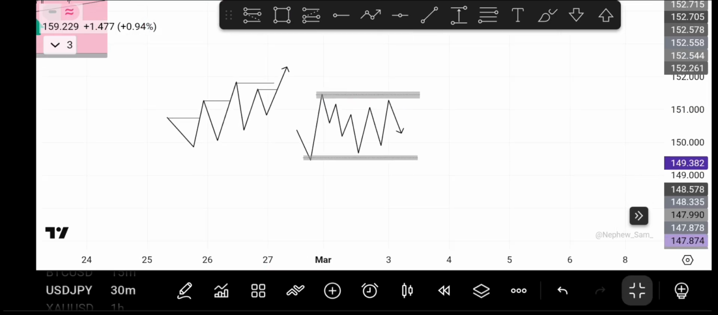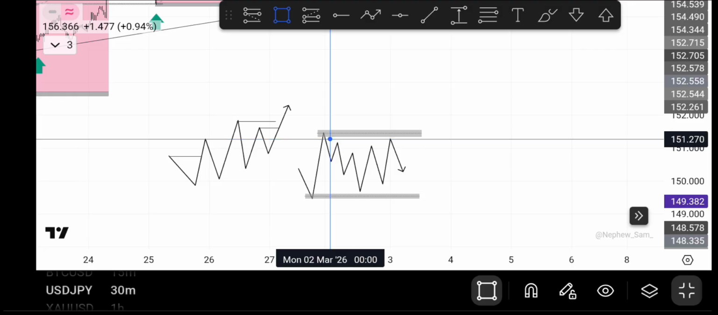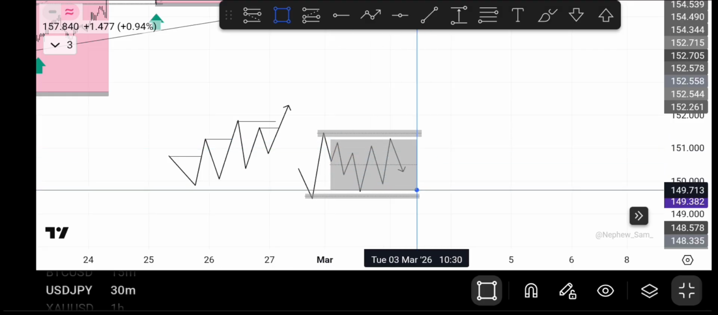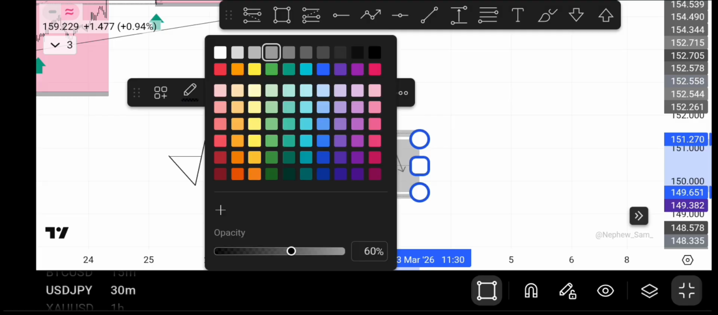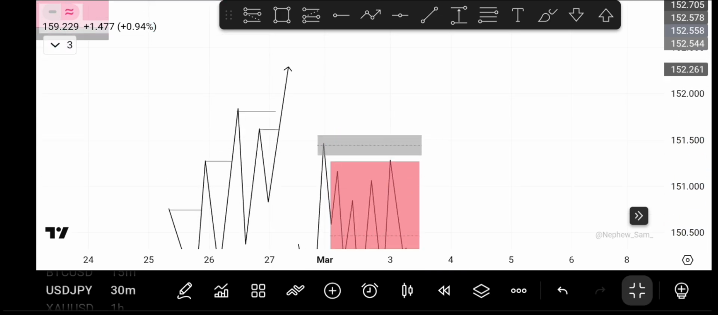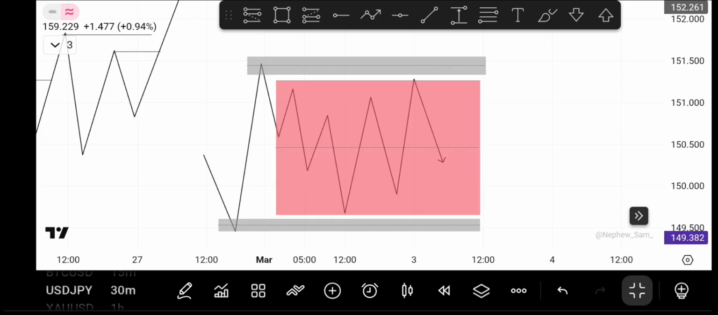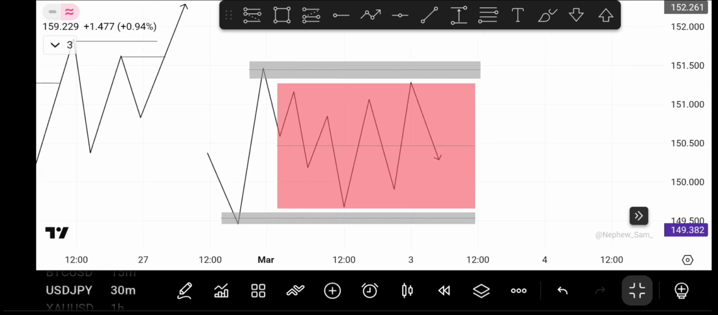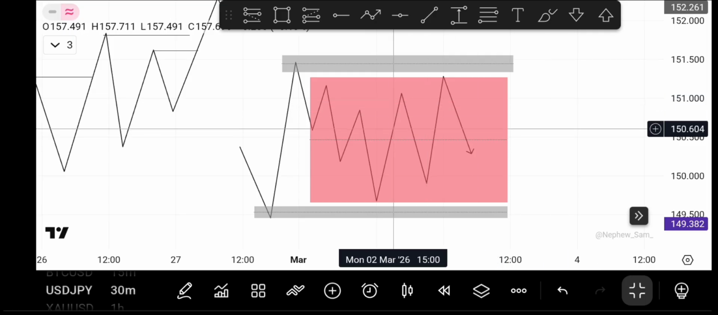As you can see now, this entire printing which market is printing out. Let me change the color. This entire move right here, this entire move that is printed inside right here are internal structures. They are all internal structures. All these are internal structures.